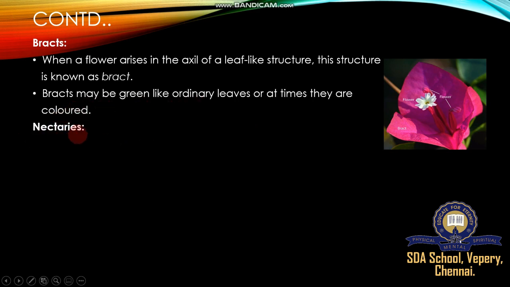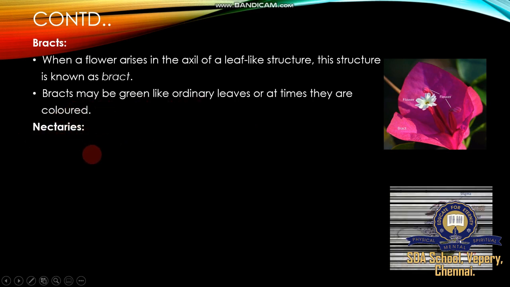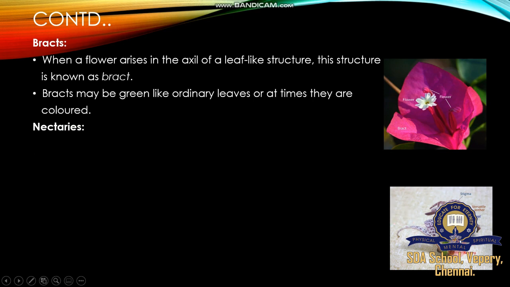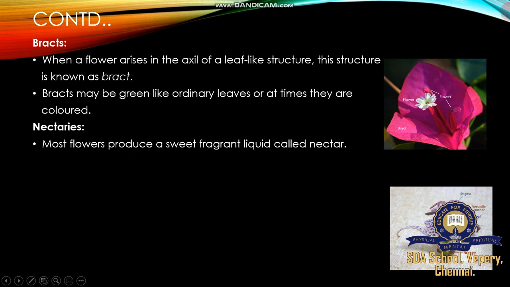Then nectaries. We know nectaries for the production of honey. Some floral whorls such as calyx, corolla, androecium, gynoecium are given. At the base of the pistil, the female part, in one small expandable region, honey-producing glands are called nectary glands or nectaries. Most flowers produce a sweet fragrant liquid called nectar.